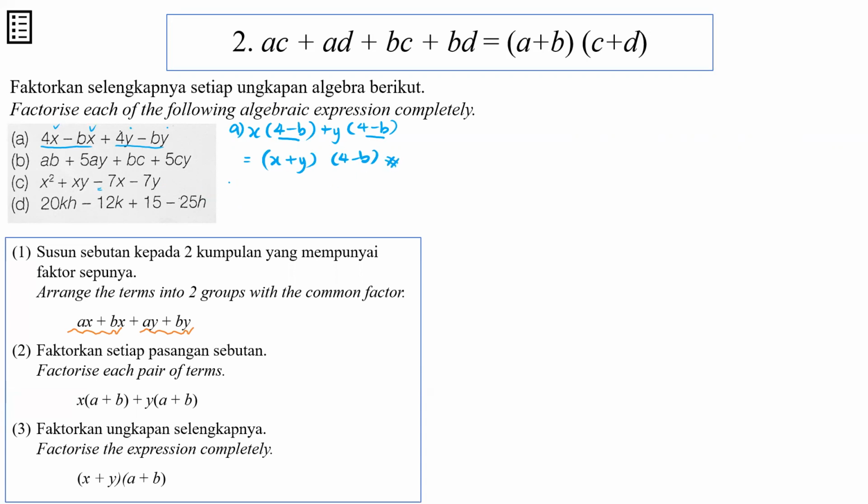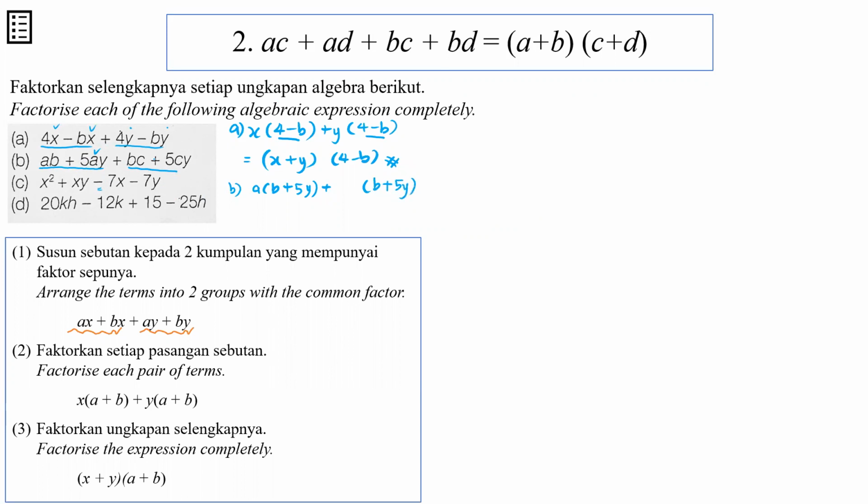Okay, part b. For part b, I have ab plus 5ay. So both contain a, so let's factorize the a out. After I've taken out the a, the first term is left with b. After I've taken out the a, the second term is left with 5y. Okay, continue the second group. Now, this time I do like this. I definitely will have b plus 5y.